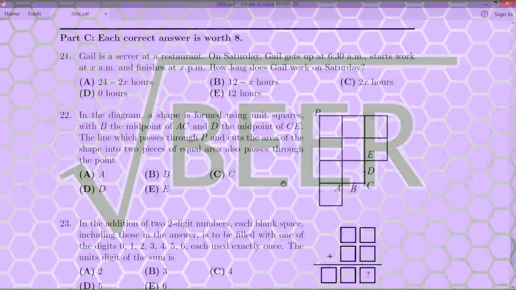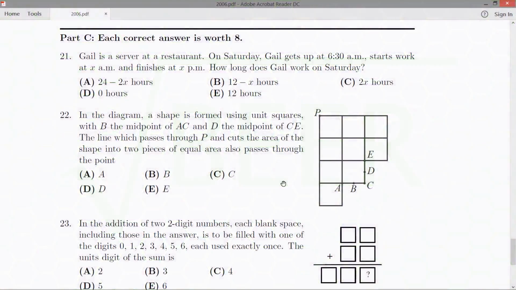Thanks for joining me once again for question 22 on the 7th grade level Gauss contest. In the diagram, a shape is formed using unit squares, with B the midpoint of AC and D the midpoint of CE. The line which passes through P and cuts the area of the shape into two pieces of equal area, although not necessarily equal shape, also passes through the point. So we have our options here, and as soon as we know if it's D or if it's B, we know that the answer is going to be D or B. So they've nicely laid out those for us.